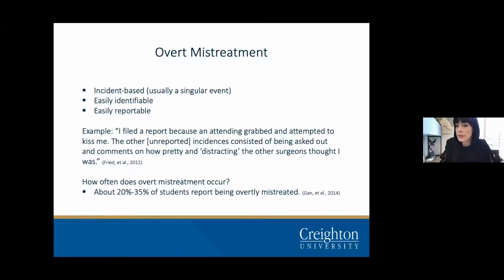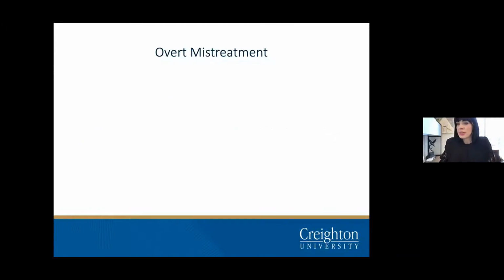So the AAMC has our students fill out a graduation questionnaire. All the fourth years are strongly encouraged to fill out a graduation questionnaire, and they're able to collect data from across the country on how many students are mistreated in this way. Granted, self-reported, but that's where we're at in terms of percentages.